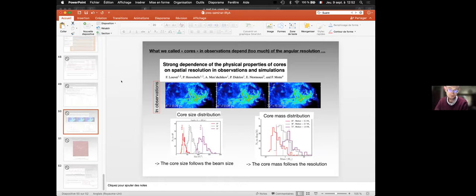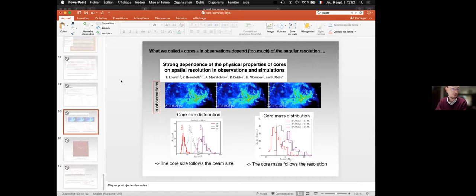So I think that in the near future it will not be so difficult to, for instance, degrade the resolution and see if we have convergence of the number of cores detected with resolution. That could totally be a way to go.